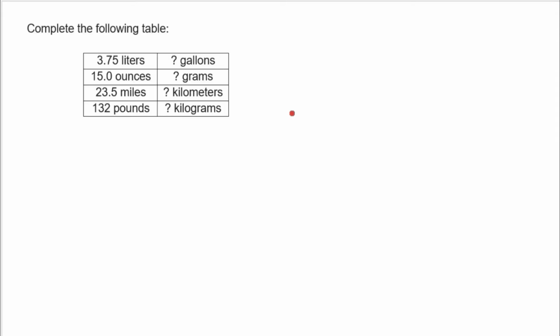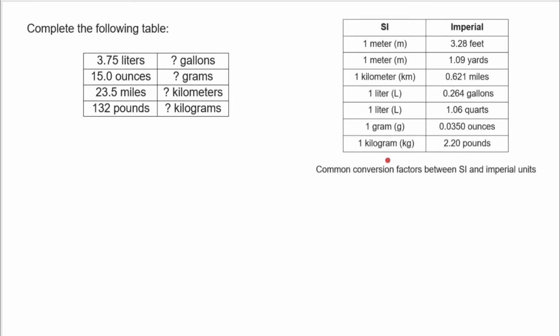Now let's do a little bit of math. We are given a table here. We're going to need to do 4 different conversions. Now, in order to do these conversions, it's very helpful to have some conversion factors handy. So over on the right-hand side here, I have placed a table with just common conversion factors when we're converting between SI and imperial units. We are going to complete this table row by row.